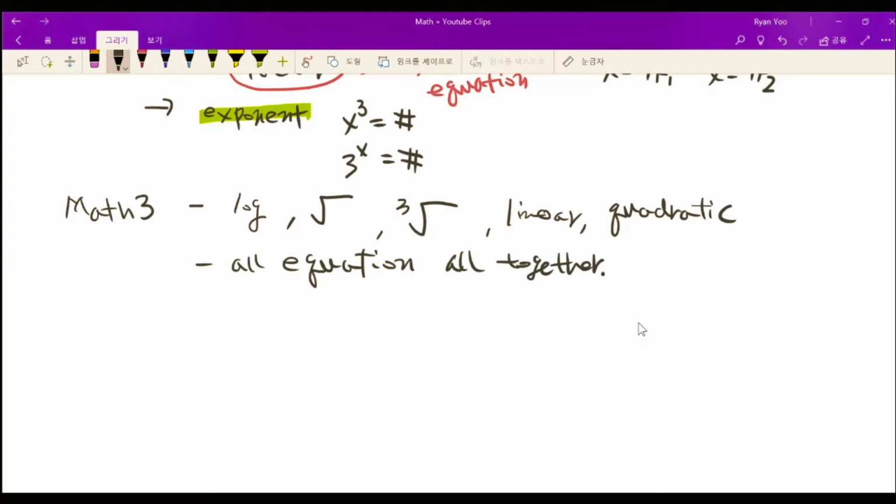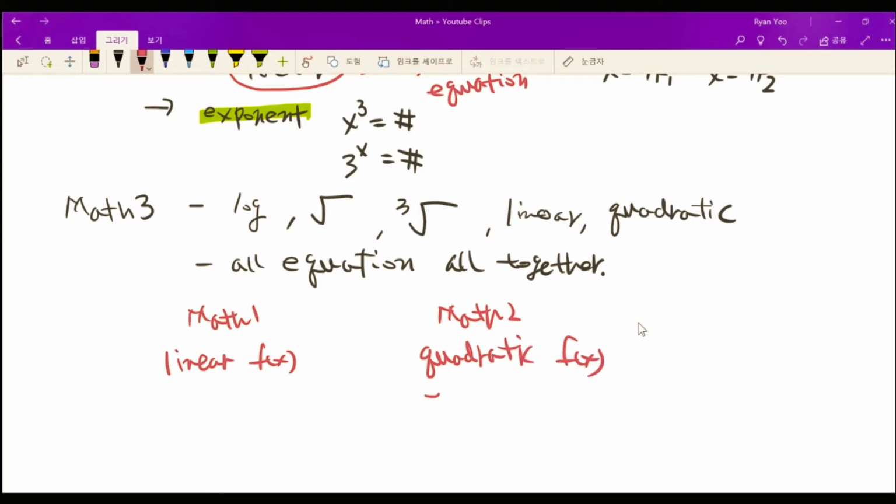Right, so big idea. I want you guys to know this before we cover everything. So I'm going to rewrite one more time. Math 1: linear function, important. And Math 2, we are going to find quadratic function and exponent. And Math 3, all the equations.